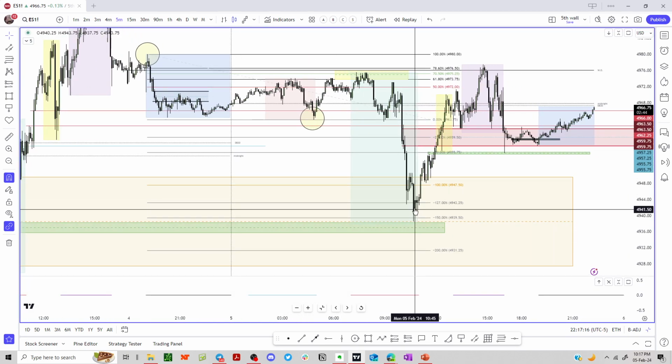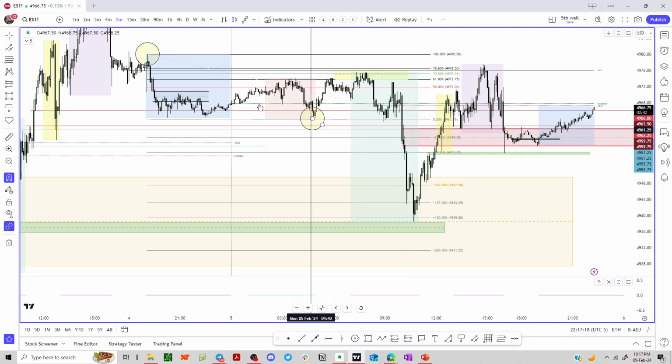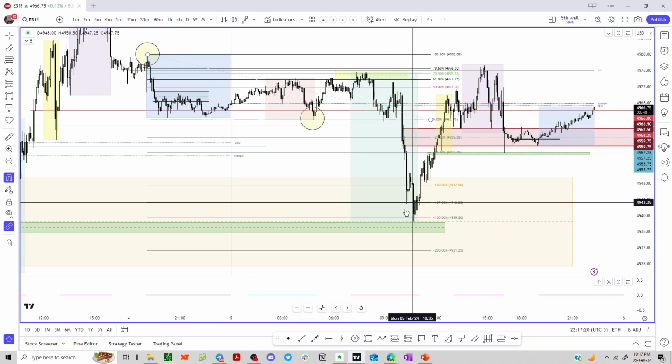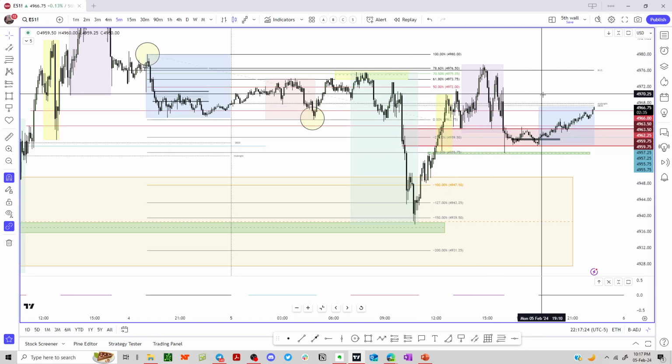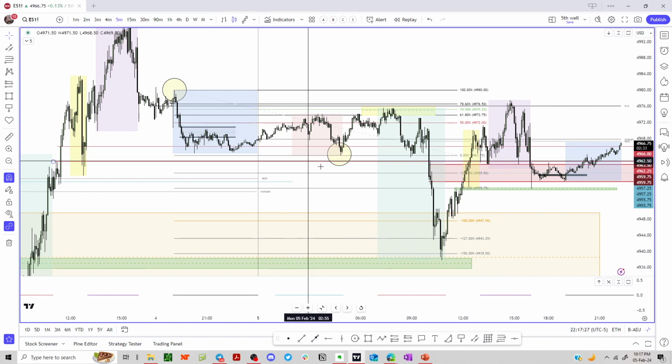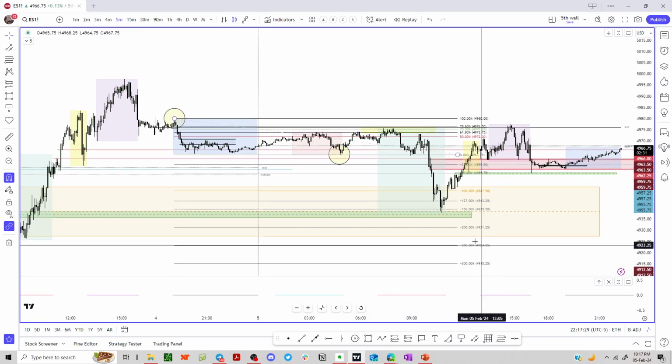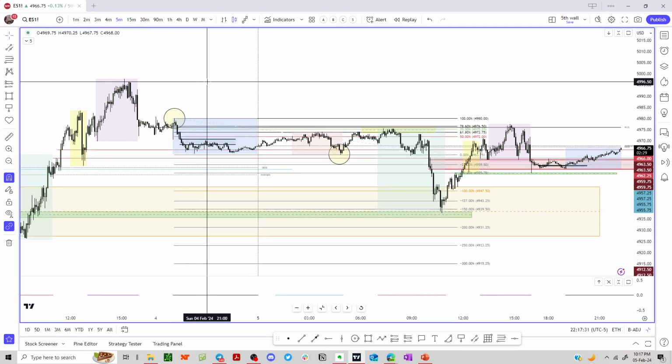Then you want to look for your setup. There's a lot of different ways to look for a setup just off this time frame alone. And that's just my usual pattern here. Again, we identified this entry just using the larger range as well.